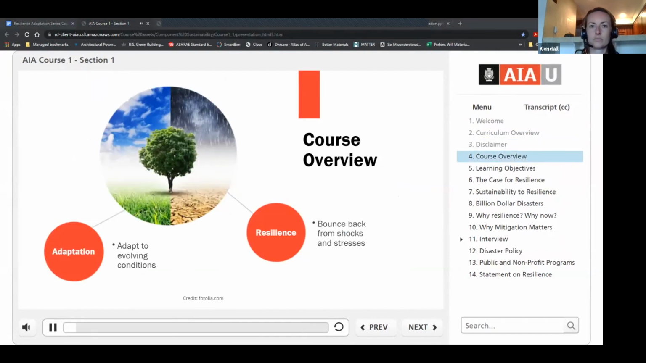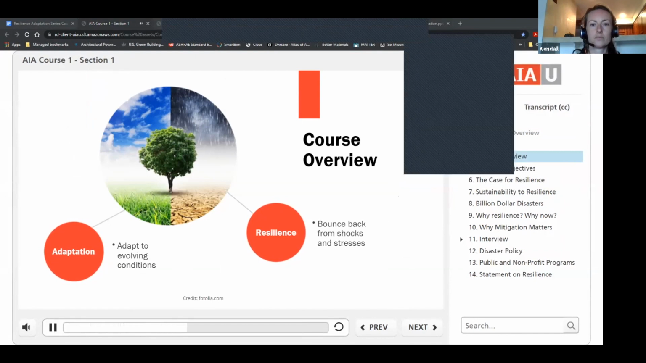Welcome to Course 1, Introduction and Overview. This course introduces and provides the historical context for the subjects of resilience and adaptation in the built environment and provides information on why resilient buildings and communities need to be tough yet flexible and able to not only bounce back from acute shocks and chronic stresses, but to adapt to evolving conditions.